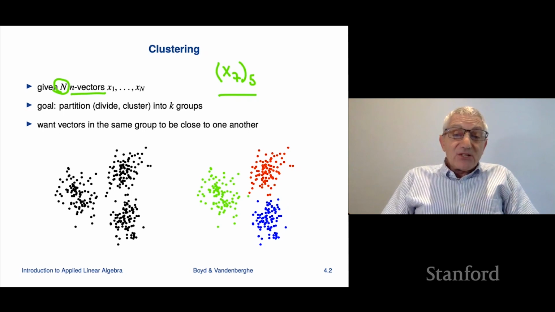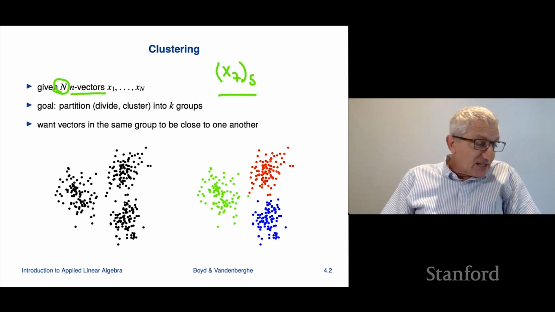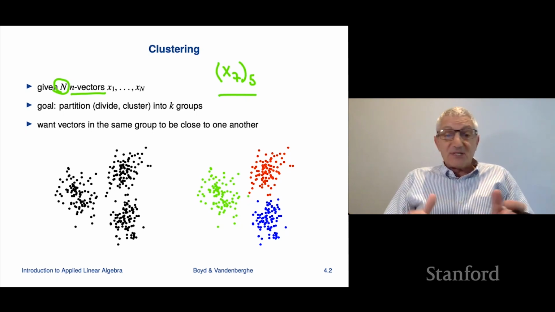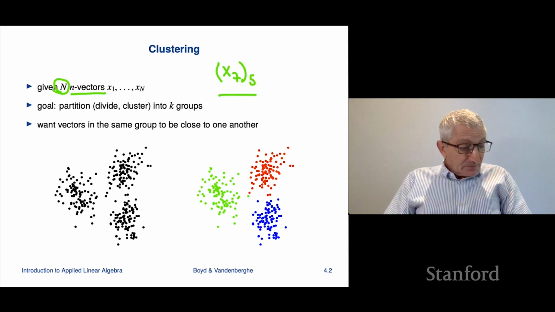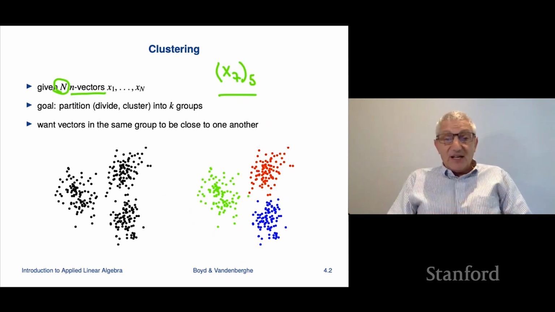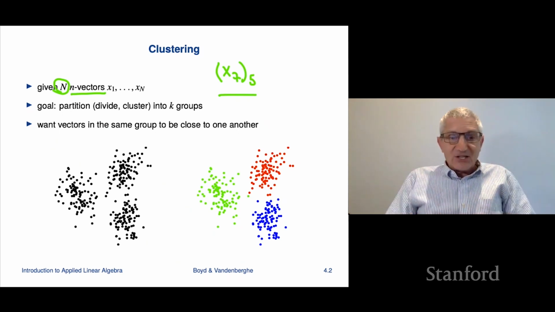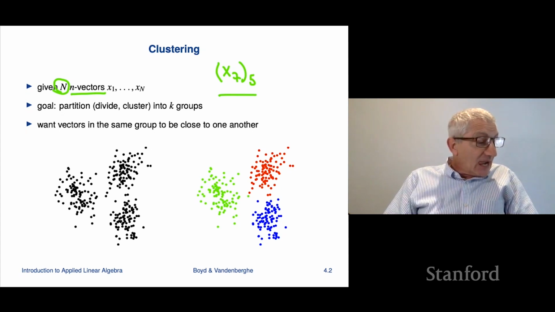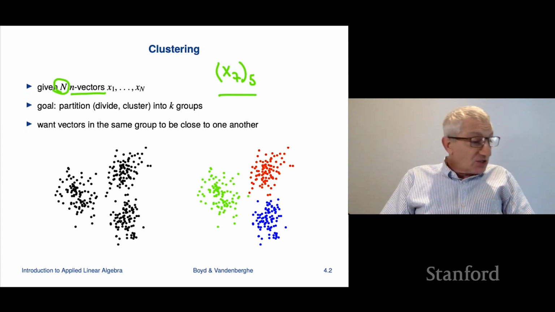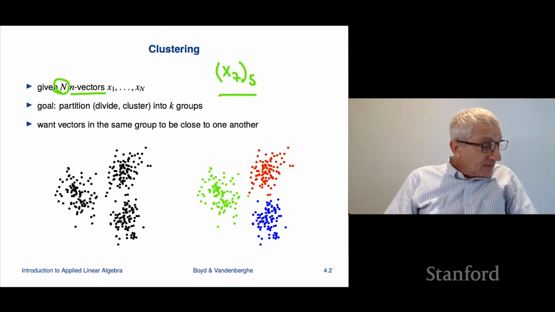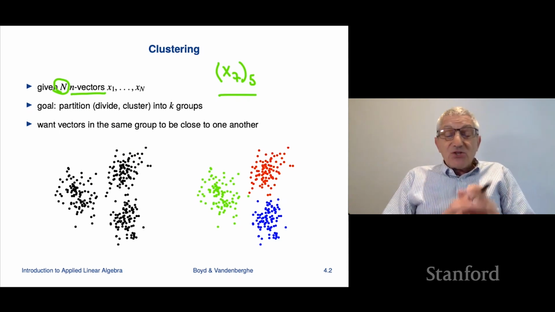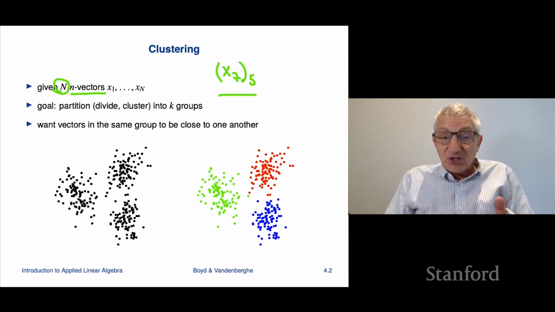And the goal is to take these capital N vectors and divide or cluster them into partitions, groups, subsets, however you want to say it. So, for example, we might want to divide them into 3 or 5. By convention, because of a long history, we're going to call the number of groups that we partition the vectors into k. Okay, so here's the idea. The idea is you want to make these partitions of vectors. You want to group them into groups that are close to each other.